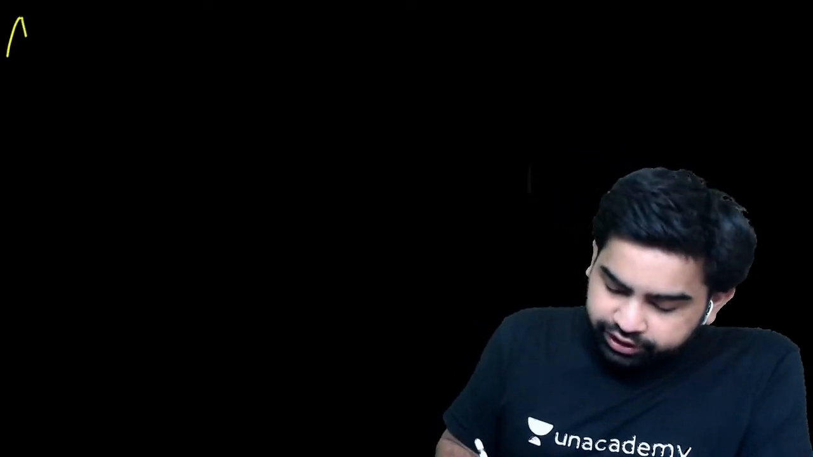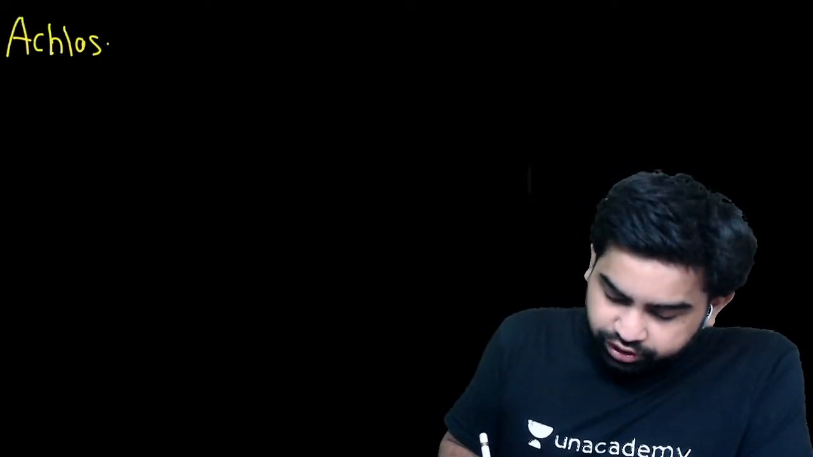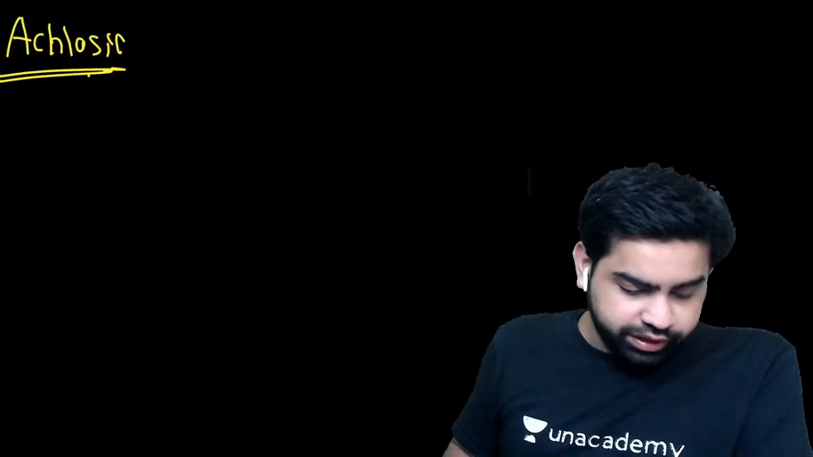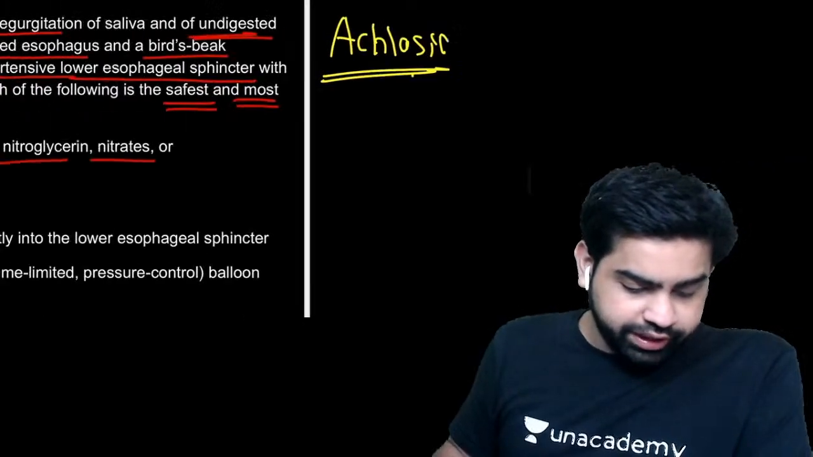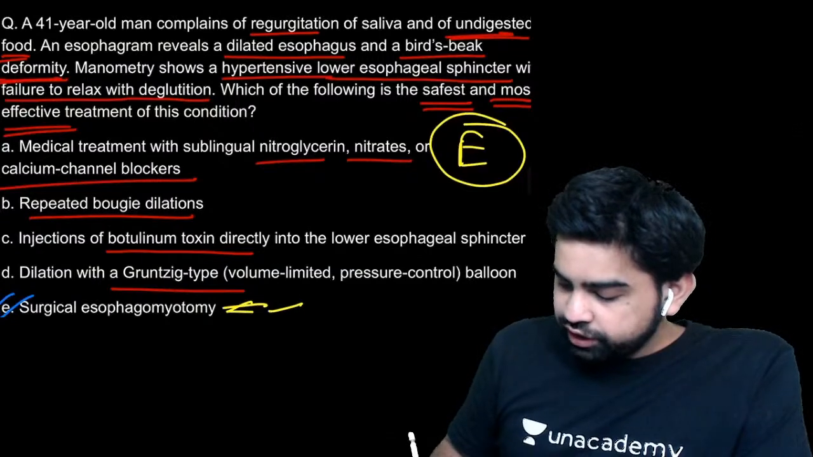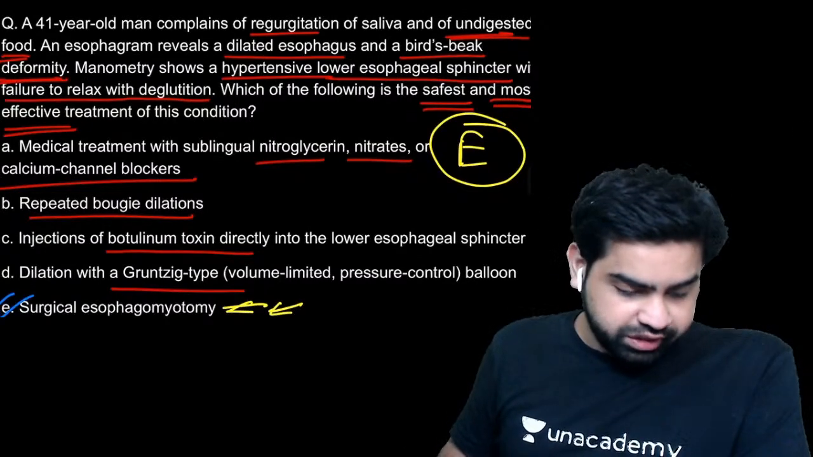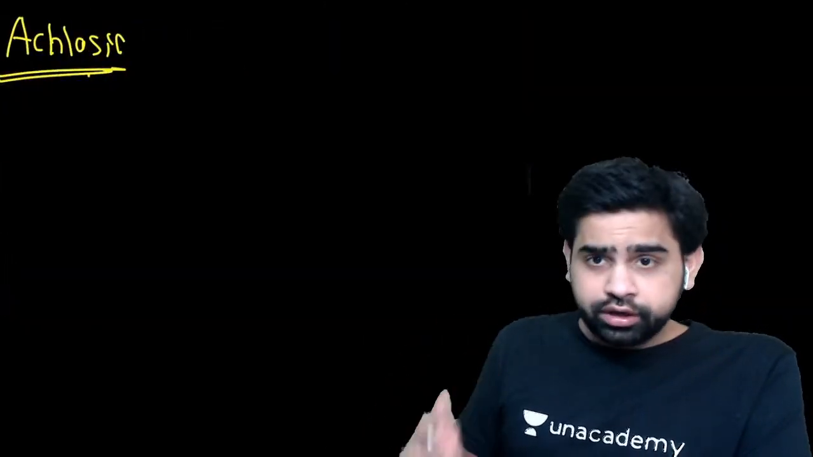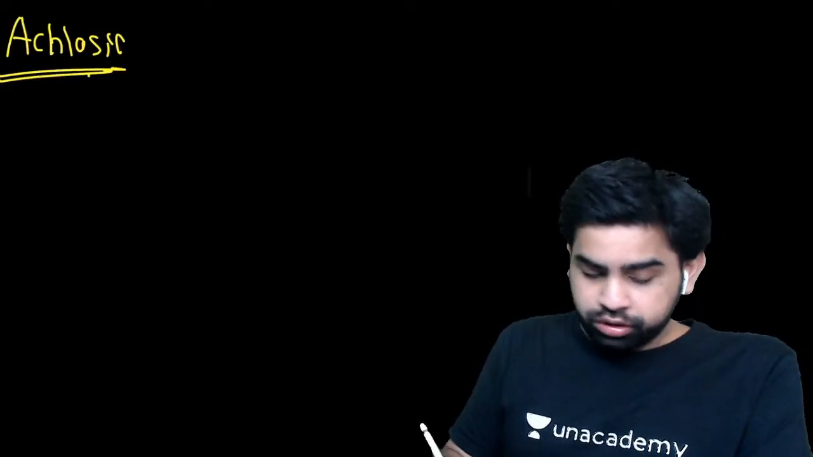So in the achalasia cardia, what are the treatment options do we have, guys? The answer is E. Surgical esophagomyotomy. Do you get this? Now, in the achalasia cardia, what are the different treatment options which we have?